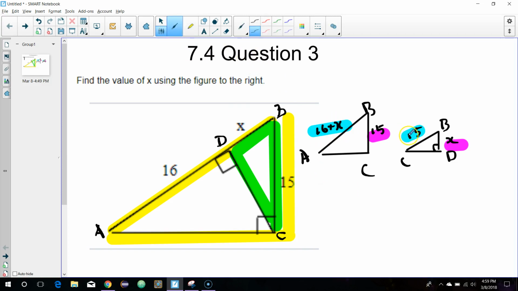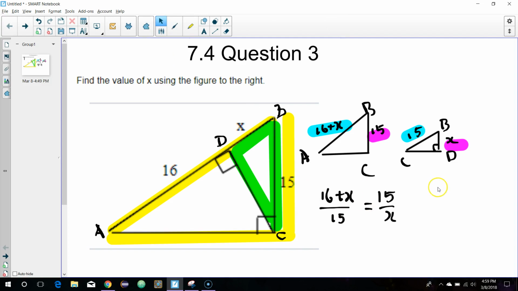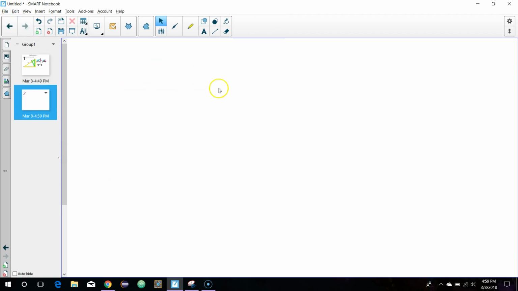So I'm going to have 16 plus x divided by 15 equal to 15 over x, always going from this direction to that. This question actually asks us to find x. If you set this up correctly, I'm very pleased. However, I noticed that you guys actually don't have this skill. So how can we solve this? Is the problem.